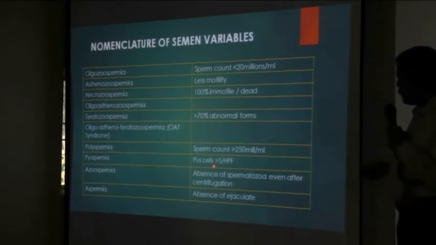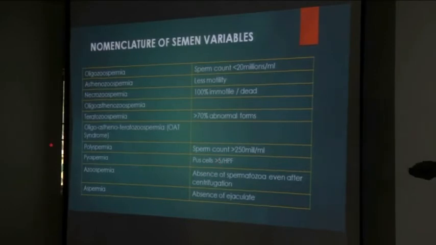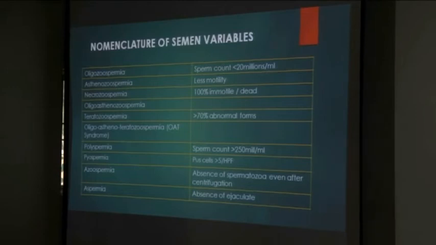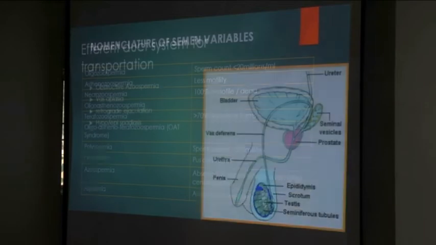And then more than 5 pus cells, pyospermia. And then no sperms, azoospermia. And then absence of ejaculate, no ejaculation at all, which is called aspermia. These are the different conditions you may come across while dealing with your practice. To understand that, I am giving all the different nomenclature here.